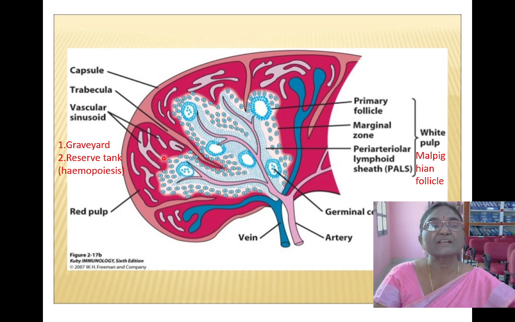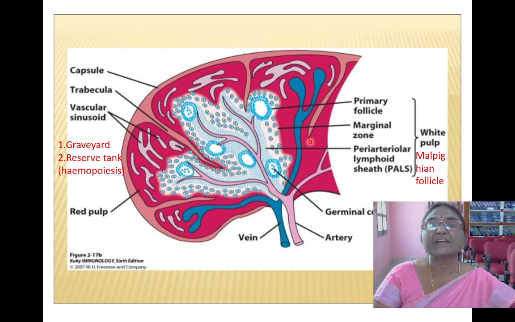And then it also acts as a graveyard. That means it destroys the old and worn out RBC cells and also performs hemopoiesis. That means it produces RBC cells during embryonic stages till the 5th month. After that it will be taken up by bone marrow. So in the adult condition, during an emergency, such as a sudden decrease of blood volume, it also takes over the function along with bone marrow for the production of RBC cells.